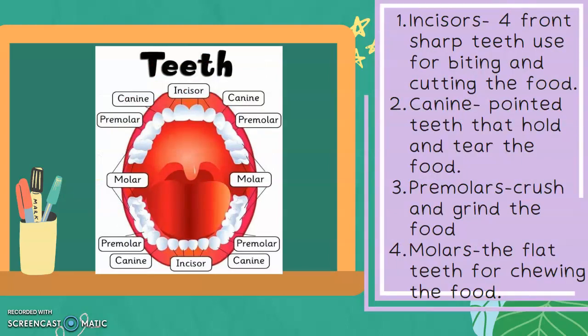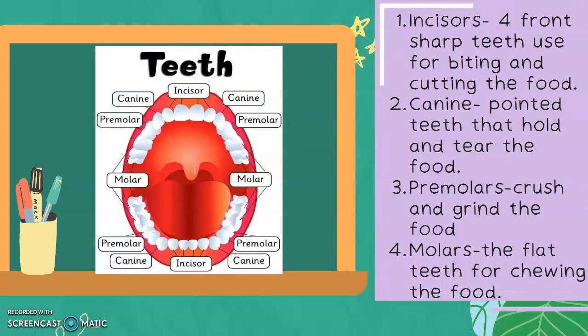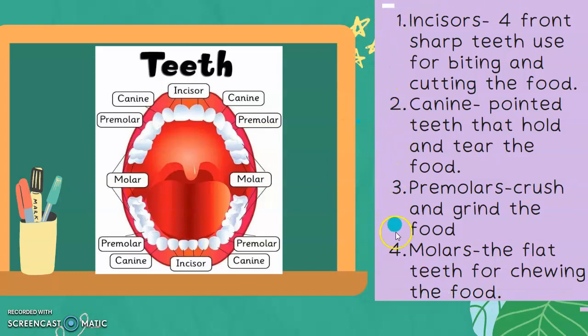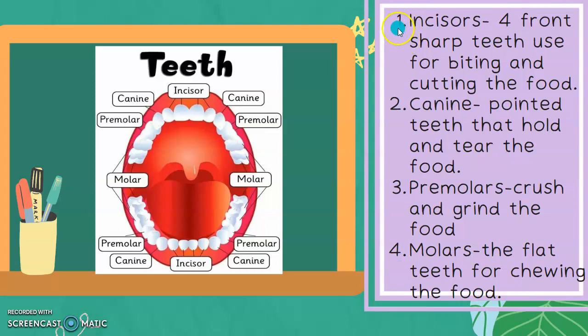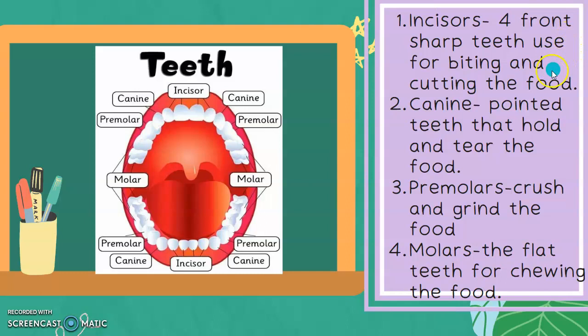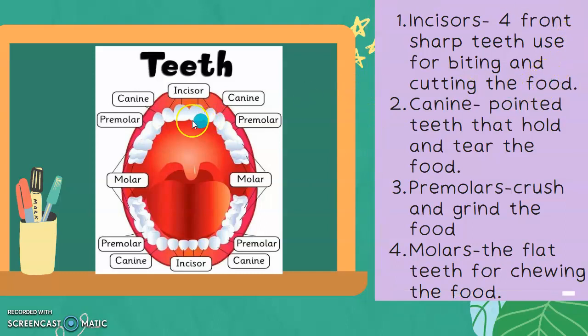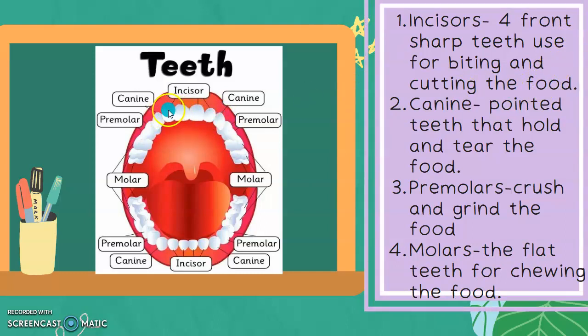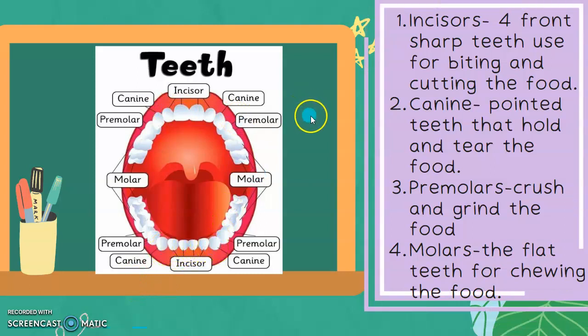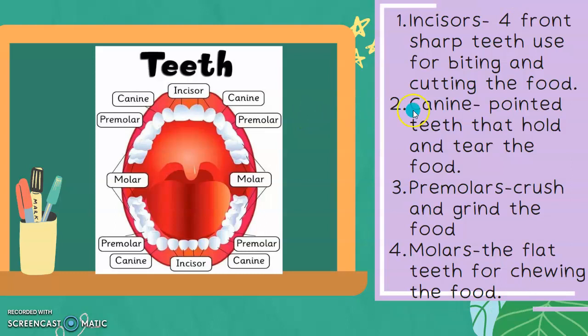Unahin natin ang ngipin. Ang ngipin ay may 4 na uri. Ang incisors, canine, premolars, at molar. Ang incisor, ito yung 4 front sharp teeth used for biting and cutting the food. Merong 4 na incisor sa taas at meron ding 4 na incisor sa baba na ginagamit natin pangkagat sa pagkain.